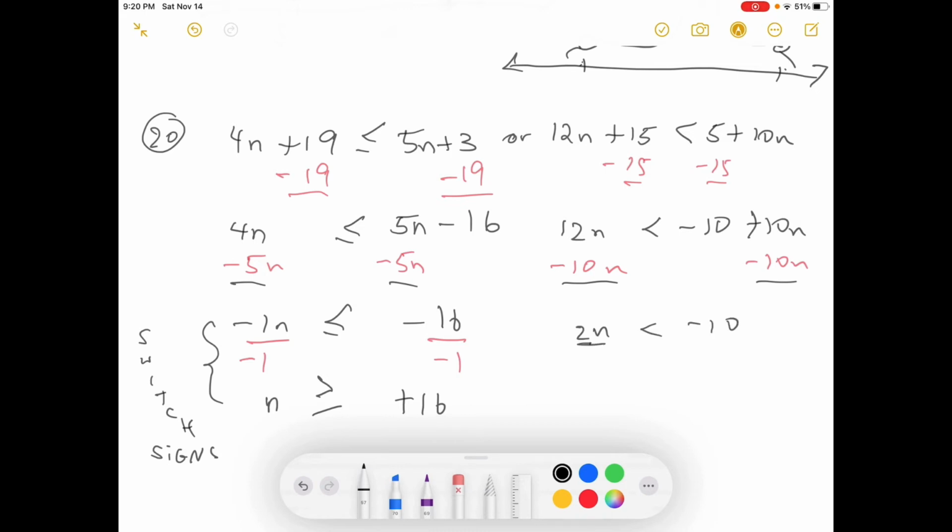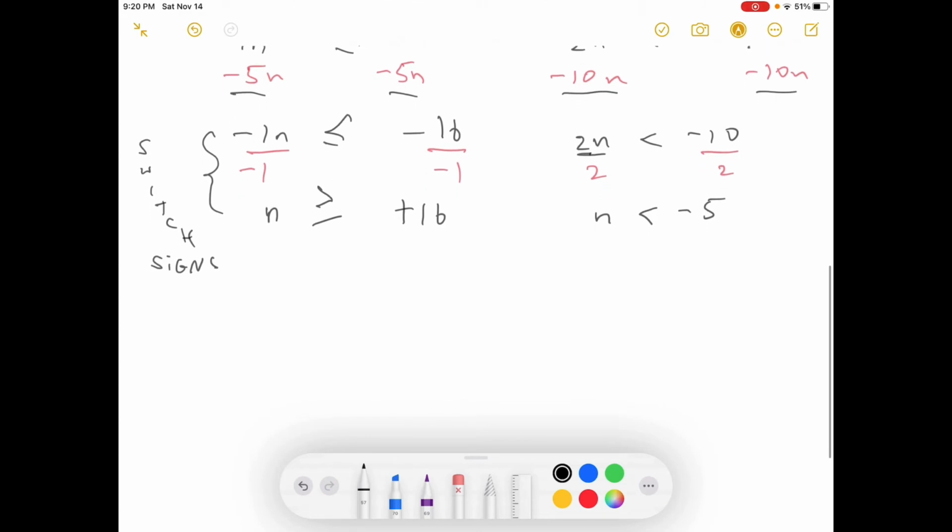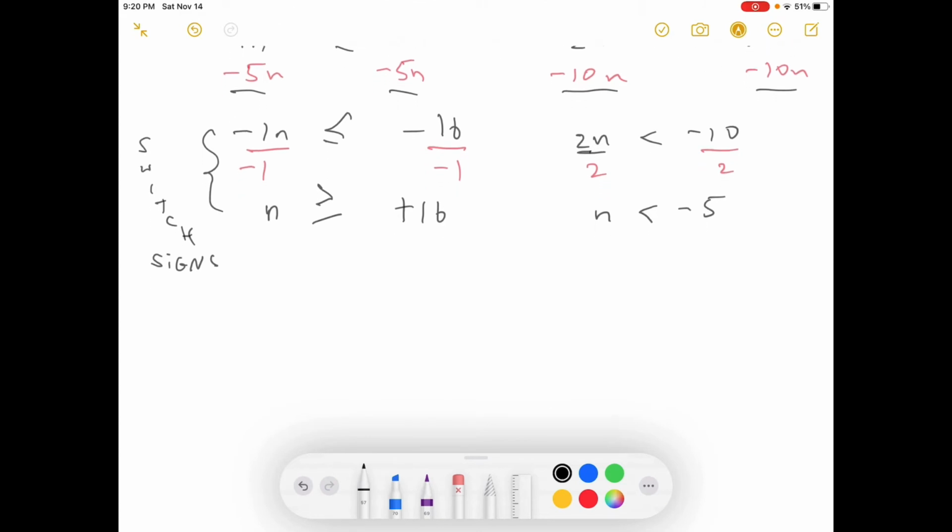We're almost done. We just divide by 2 on both sides. In this case, we did not divide by a negative number, so we don't have to worry about flipping the signs. We keep them the way they are. We get n is less than negative 5. Let's look at what this looks like on the number line, and let's figure this out.